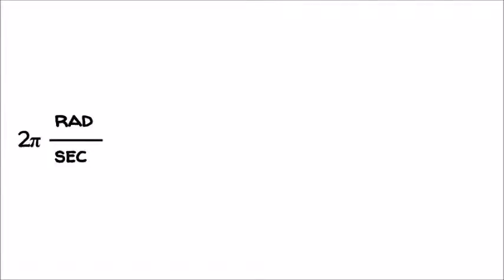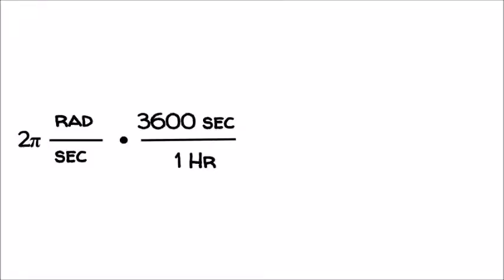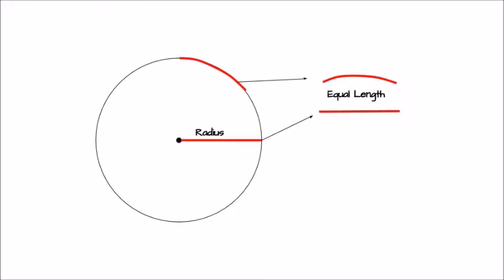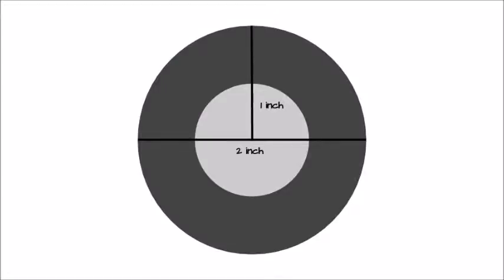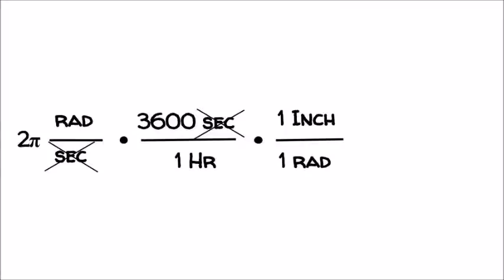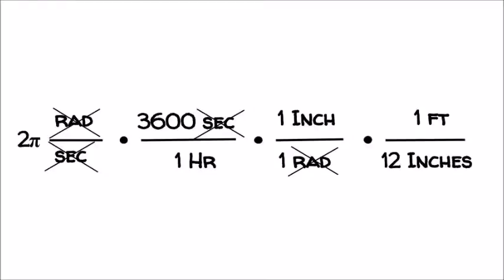Now, to solve for linear speed, you must once again use dimensional analysis. First, we know that the angular velocity is 2 pi radians per second. Now we need to convert it to hours, so we simply multiply the value by 3,600 seconds per hour. Now we need to convert the radians to feet. To do this, we need to remember that 1 radian is the radius. If the diameter is 2 inches, that means that the radius is 1 inch, so we'll multiply the value by 1 inch over 1 radian. Now we multiply the value by 1 foot over 12 inches.